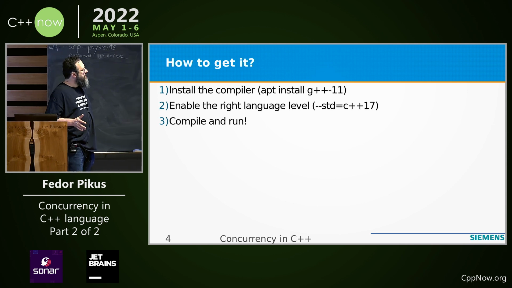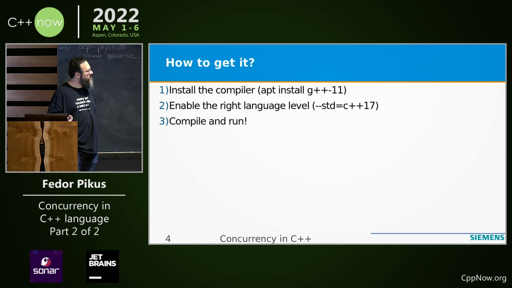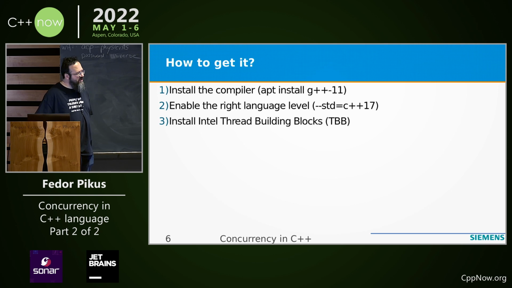All right, so, how do you get it? You need a compiler that is capable of C++17. You need to enable C++17. And what we're used to is you compile and run it. No. This is the first time that I've seen that the compilers are not self-sufficient. For x86, you need to get the Thread Building Blocks thingy. Okay, fine, that doesn't sound so bad.